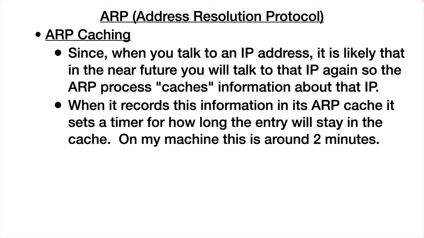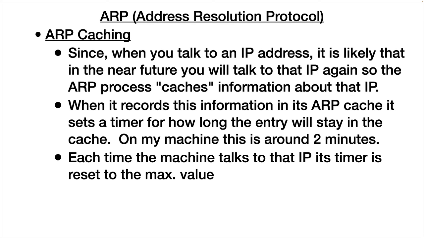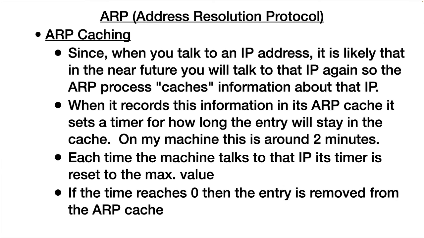When it puts that information in the ARP table or the ARP cache, it sets a timer for how long that entry will stay in the cache. On my machine, it appeared to be around 2 minutes. Every time you communicate with that IP again, the timer is reset to the maximum value. Again, the assumption is if you're talking to this machine, you will probably continue talking to it for a while. If that time ever reaches 0, then that entry is removed from the ARP cache. If in the future you need to talk to that machine again, it'll go through the full ARP process and recache the address.